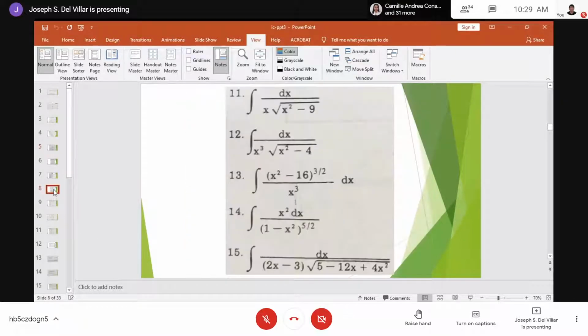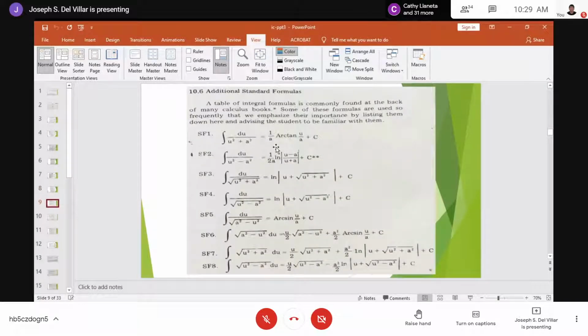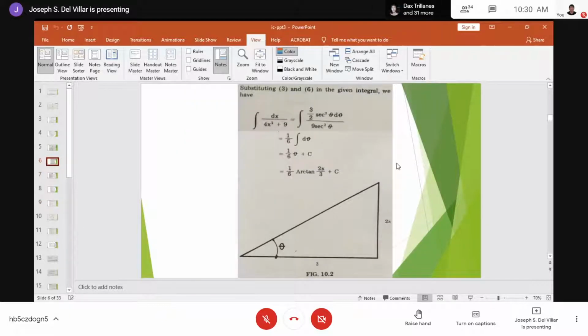So that we can now apply the formula 1/3. Mayroon tayong 1/2 times 1/3 is 1/6, arctangent of 2x over 3 plus c. Yun yung answer dito. Eksakto na siya, no? 1/6 arctan (2x over 3) plus c.